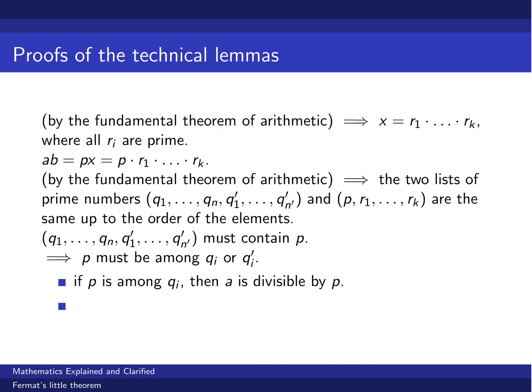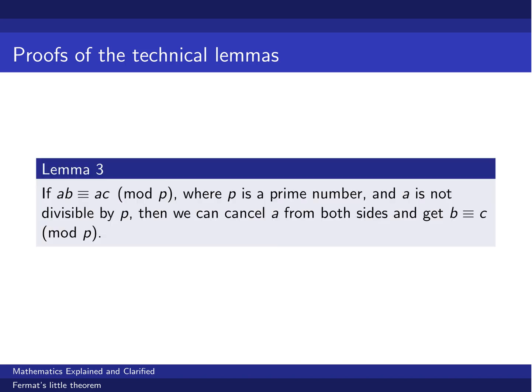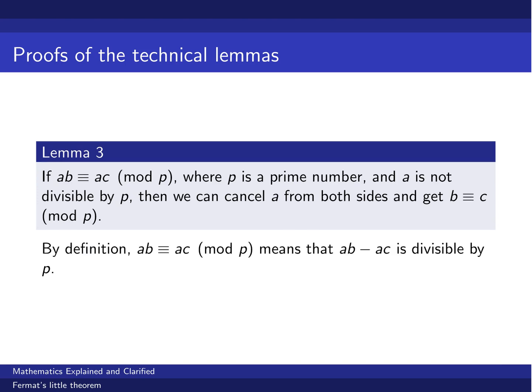So if P is among Qi, then A is divisible by P, and if P is among Qi prime, then B is divisible by P. So this concludes the proof of Euclid's lemma. Now let's go to lemma 3, which is the cancellation of a factor from both sides of a congruency.